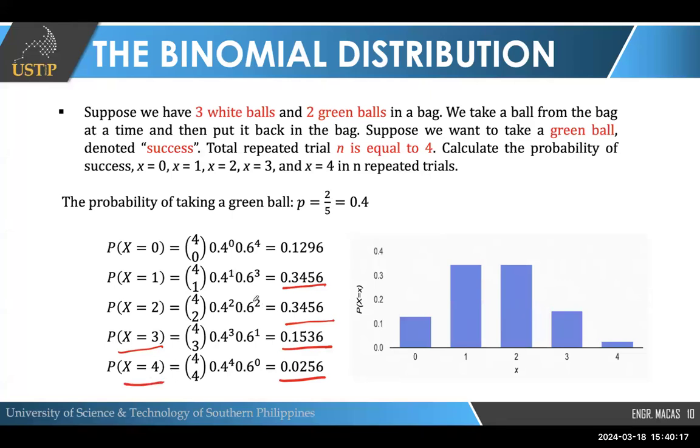So, graphing that, or making a binomial distribution or probability distribution for that, your y-axis will be your probability, and your x-axis will be your number of successes. So 0, 1, 2, 3, 4. If you have n repeated trials, you always have n plus 1 values of x because you include 0. If you graph that, you have 0.1296, 0.3456, 0.3456, 0.1536, and 0.0256. So this is your binomial distribution.